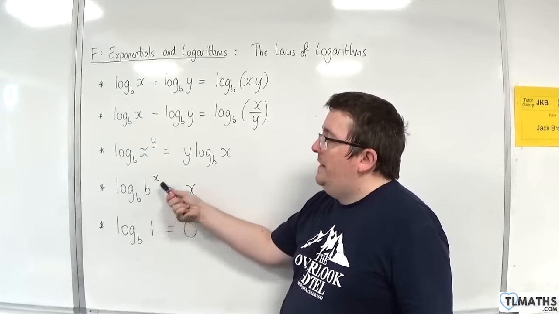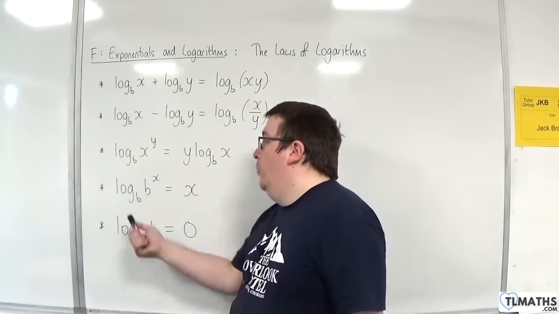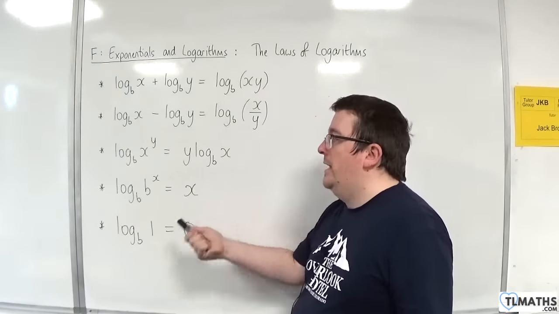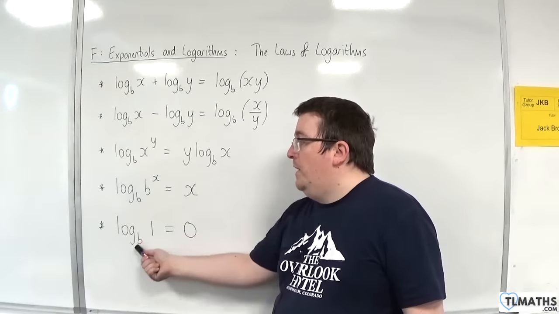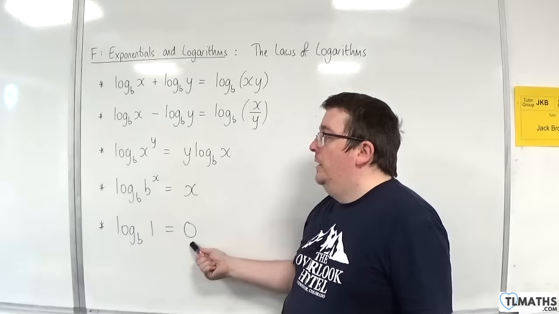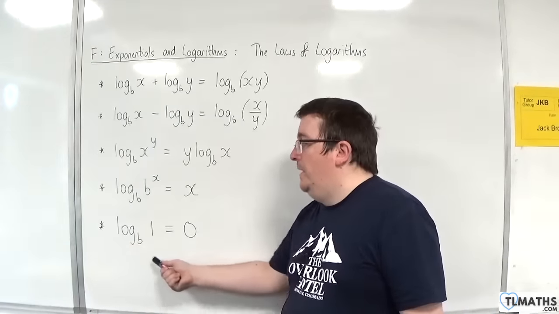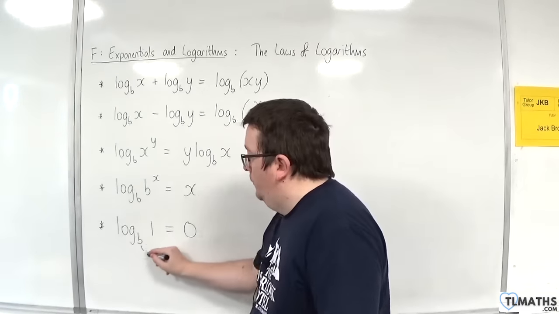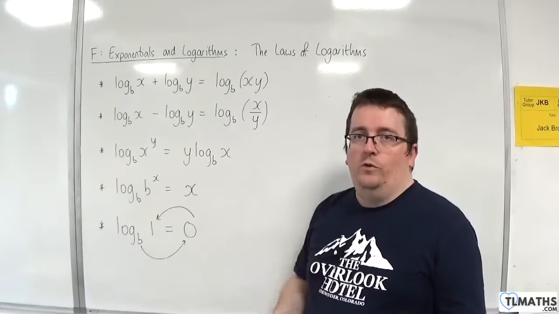Log base b of b to the x is equal to x, and that's the same reason as why you can write log base b of b is equal to 1, okay, because x here would just be 1. And log base b of 1 would be equal to 0. Now, the easiest way to see that is if you convert back into exponential form, b to the power of 0 must be equal to 1. So b to the 0 is equal to 1, okay, which we know.